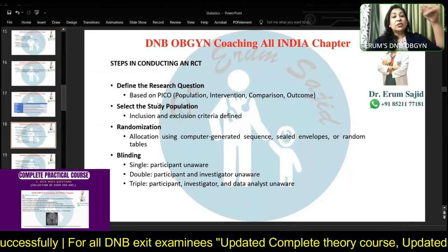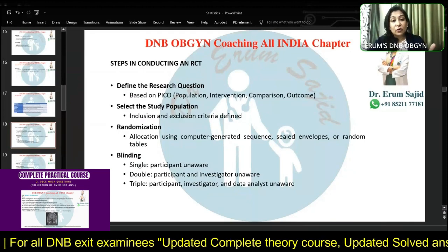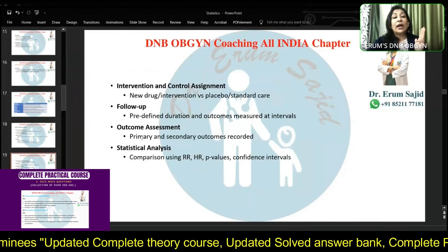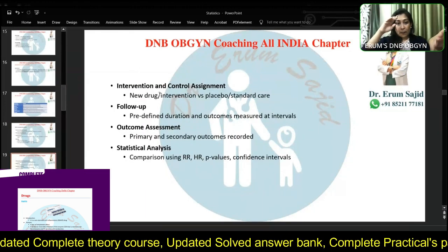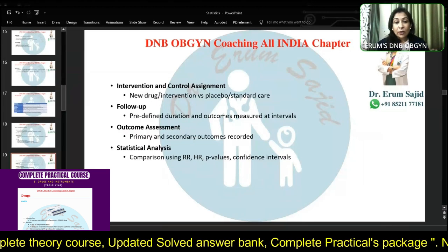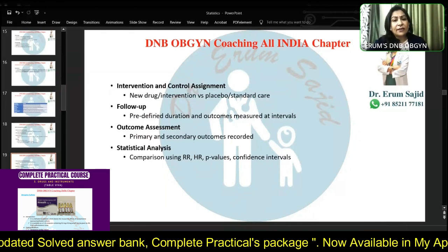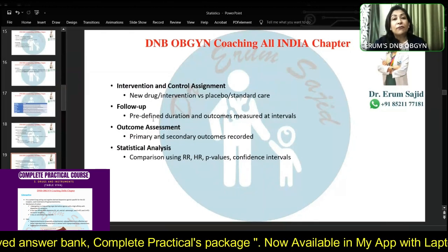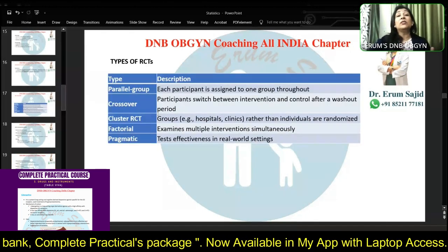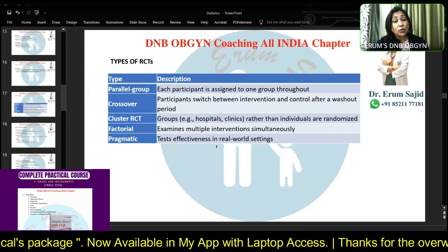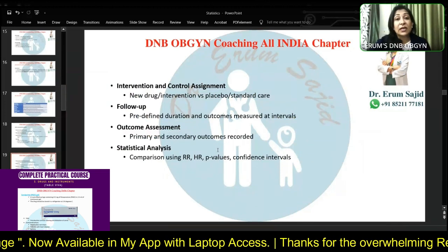So what happens is, first you define the research question, you select the study population, you randomize, you blind, and then you introduce a new drug. Then you follow up, and then you see the outcome, and then you analyze based on relative risk or p-values or confidence intervals. I hope everybody who's done the research, the thesis work, knows all these things. The p-value is very, very important to compute because that tells you the strength of your study, right?